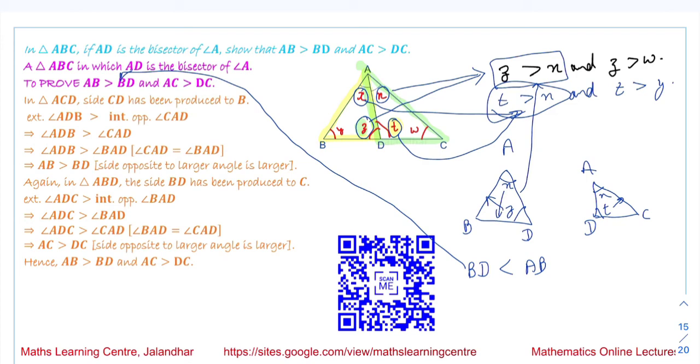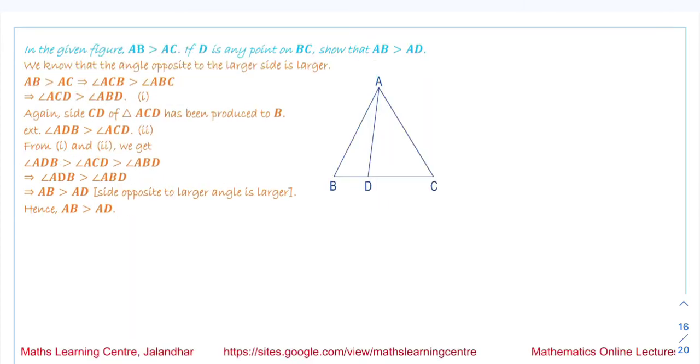Now next we have to prove that, in the given figure, the side AB is greater than the side AC. We are naming the angles: this angle is C, this angle is B, this whole angle is A, this angle we are writing as X, and this angle we are writing as Y.